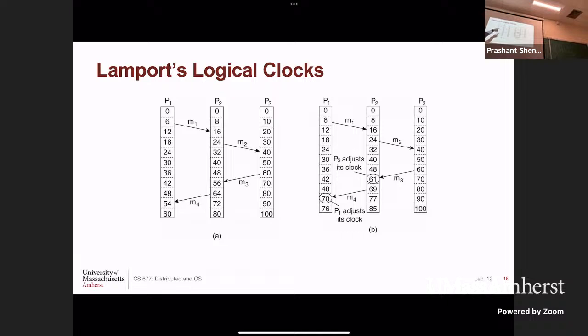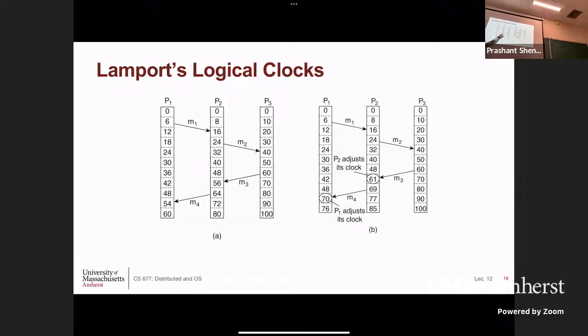So every time you send that message, okay, you got to send your clock value. And when you receive the message, you take that clock value, take the max of your clock, that clock plus 1. Okay. So you will see here, P3 has sent a message at logical time 60. So that is going to go with the message. When that message arrives at P2, its logical clock is only at 56. So if it increments it by 1, it goes to 57.